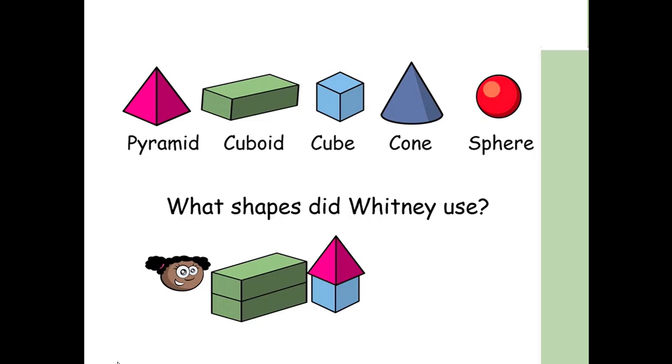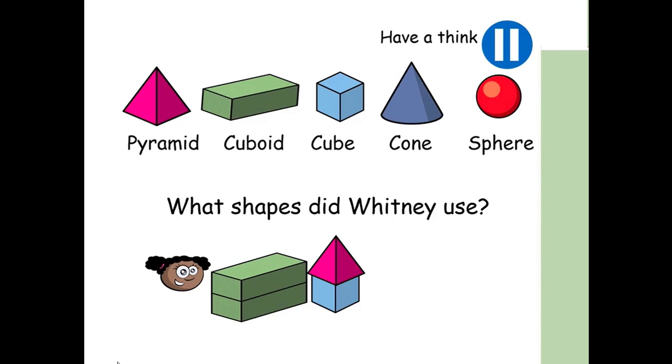Now, here we have 5 3D shapes. We have a pyramid, a cuboid, a cube, a cone, and a sphere. My question to you is, what shapes did Whitney use? And how many of each? Pause here, have a think, and then come back.